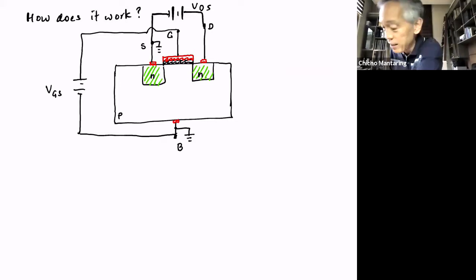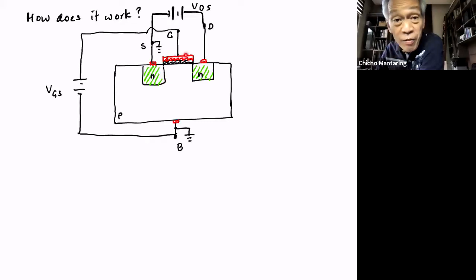Ano mangyayari? Okay, yung metal dito is going to be at a positive potential with respect to ground. In other words, there's going to be an electric field in this area. The electric field will be in the direction from negative to positive. Or you might think of it this way. Since this is connected to the positive terminal of VGS, this looks like a positive plate. So let me just put positive here.